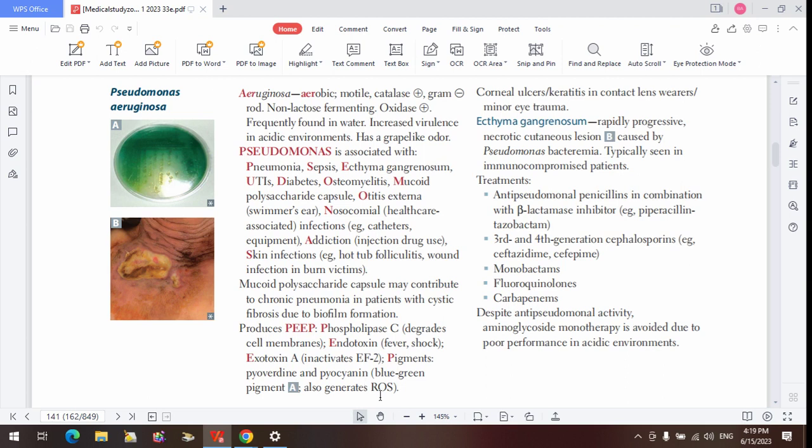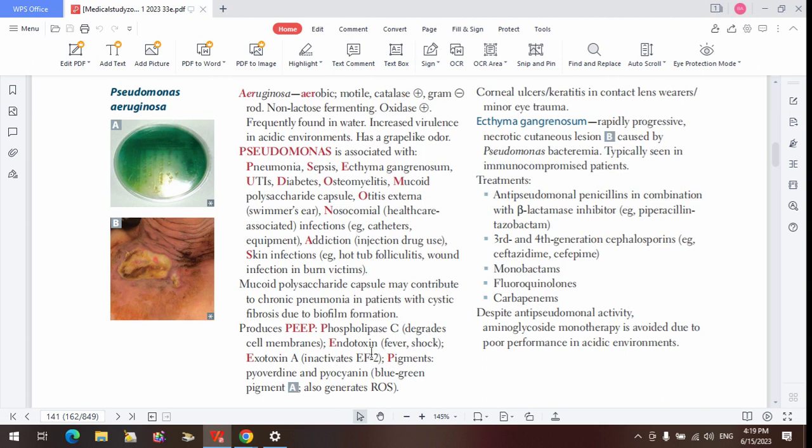PEEP, phospholipase C, E. So phospholipase C can degrade anything, can degrade membrane, causing necrosis. So that is why they can cause ecthyma gangrenosum. That's why they can cause osteomyelitis, can cause so many things, necrotic stuff. Yeah. So E, the endotoxin, septic shock.